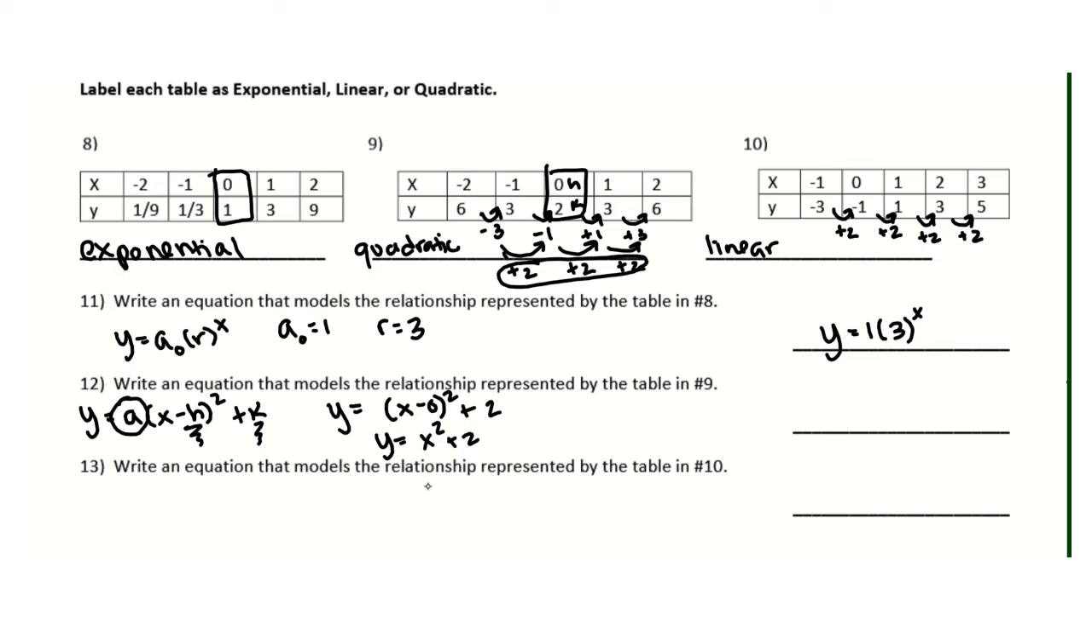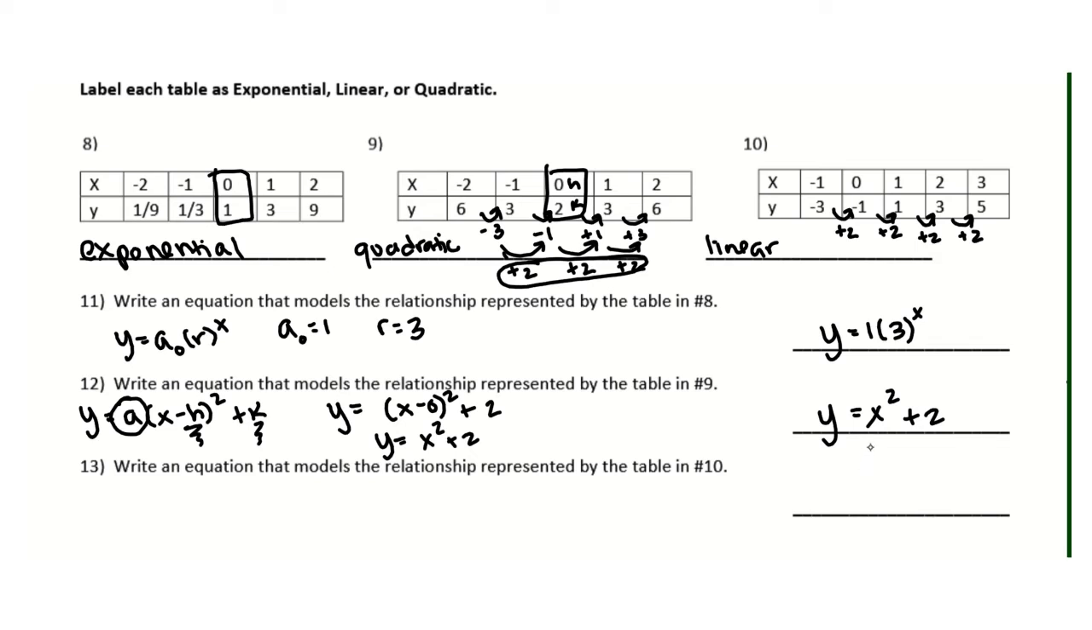That works. So it looks like here our a value was 1. And I had to figure that out just by guessing and checking. So my equation for number 12 is y equals x squared plus 2. Again, this is just one way that you could think about number 9 in writing it as an equation.